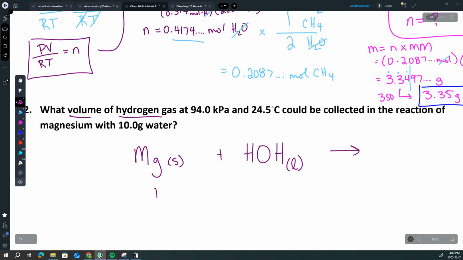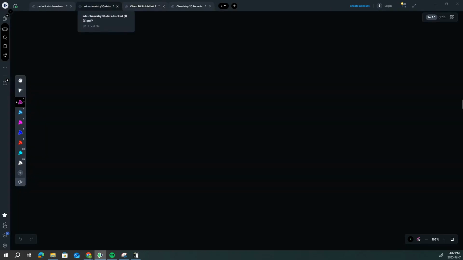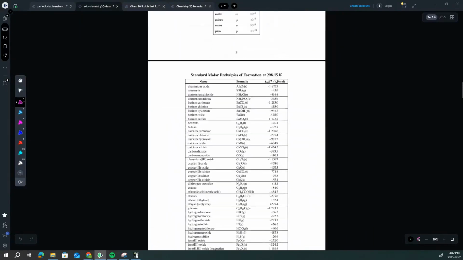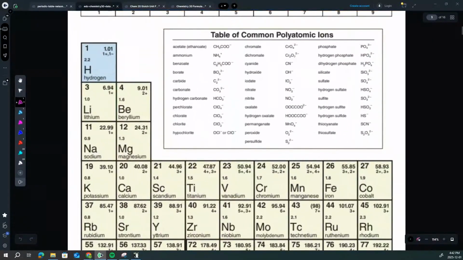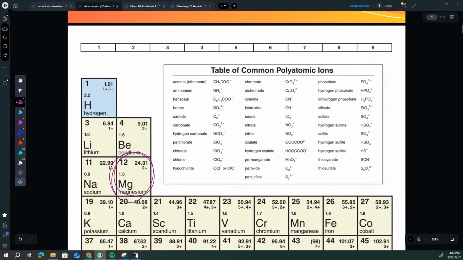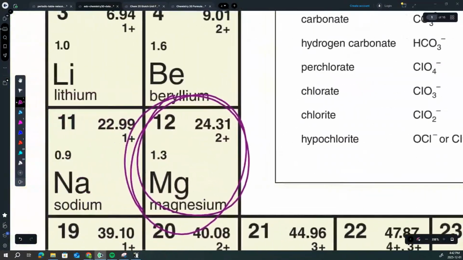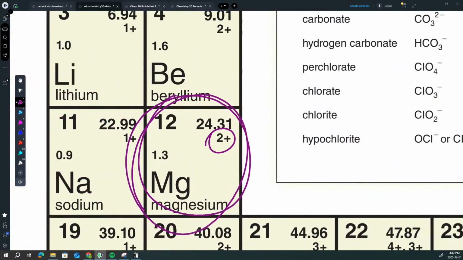And since we have an element reacting with a compound, this is going to be a single replacement reaction. So I need to figure out, okay, does magnesium like to be forming cations, so positive ions, or anions, which are negative ions? So let's go to our data booklet and find magnesium. So magnesium is right here. It's in group number 2, and it likes to have a positive 2 charge.